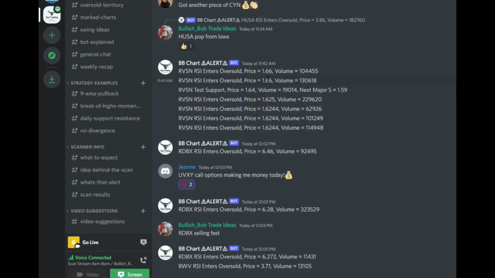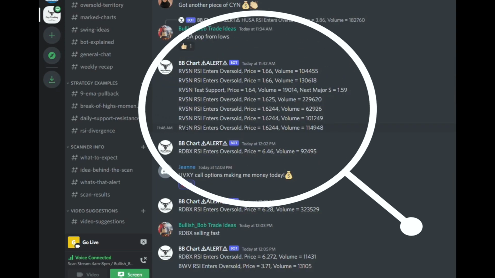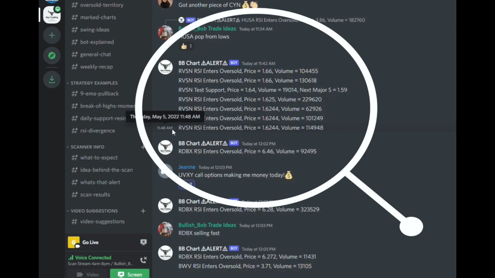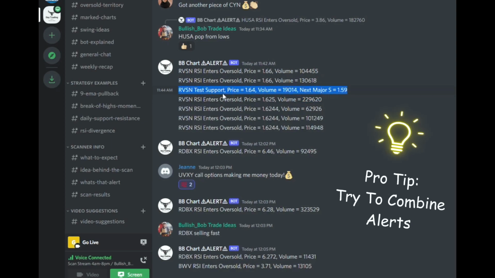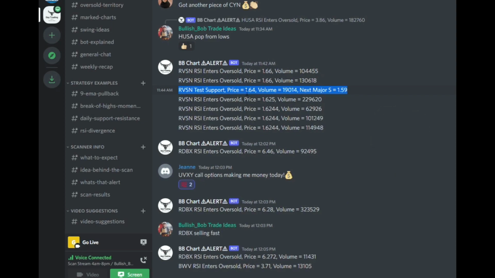So we can see here that we had multiple alerts. If I hover over this one here, you can see it was 11:48 a.m. So between 11:42 and 11:48, we got multiple alerts, basically all alerting the same thing, except this one right in the middle here is a little bit different. This one is RVSN test support level of $1.64. So what this is telling us and what these alerts are, I'll pull up the chart.